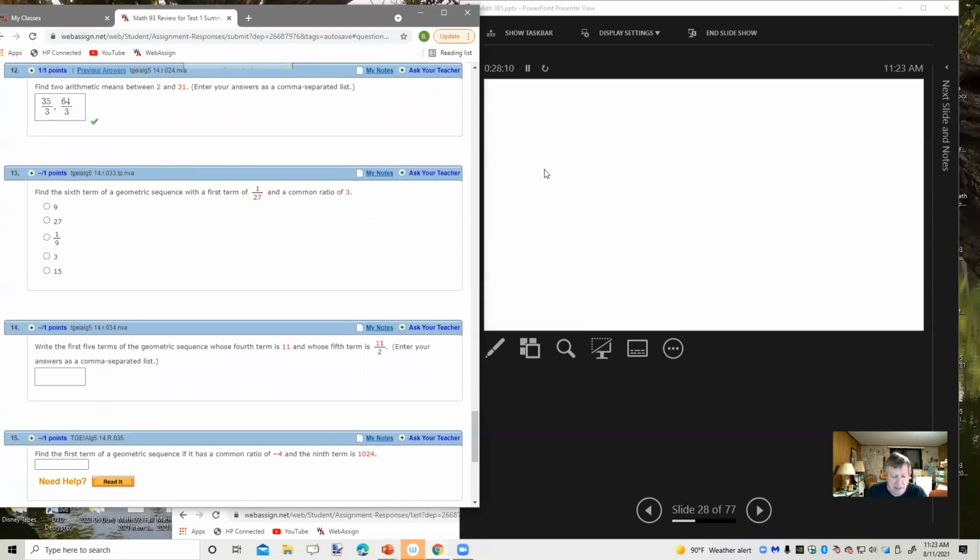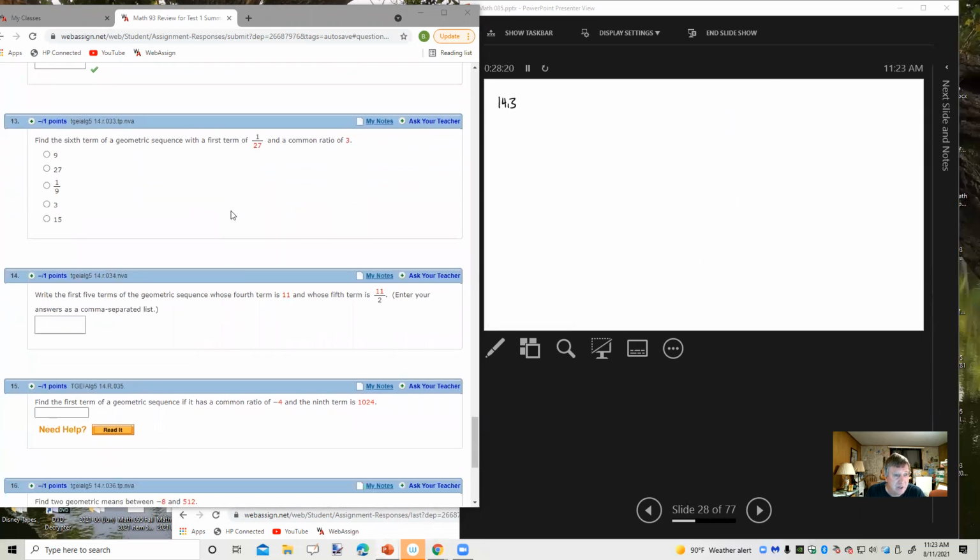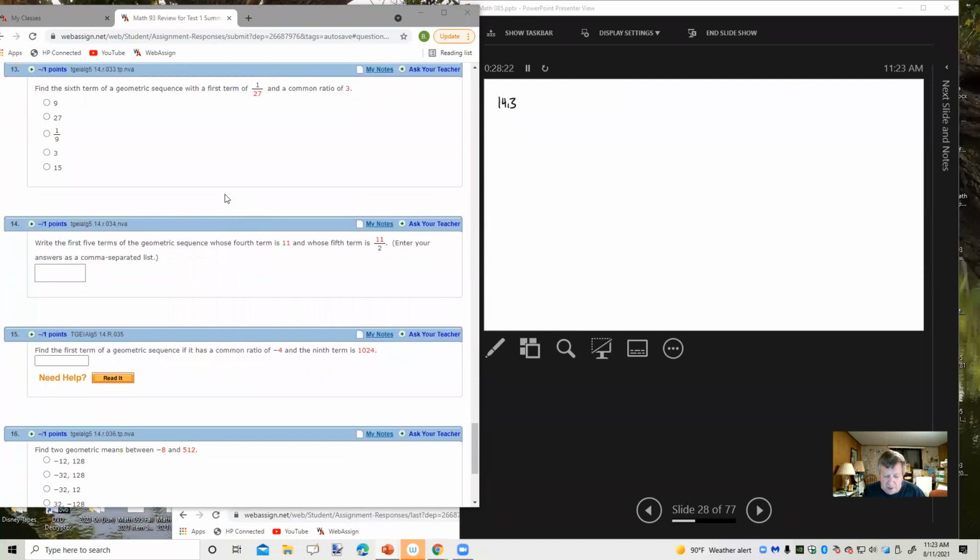That takes us to section 14.3, which is geometric sequences. So here again, if they give us a specific sequence, we use that. If they don't, we use this. a sub n equals what? a sub 1 times r to the n minus 1 power. Okay, and r is the common ratio.